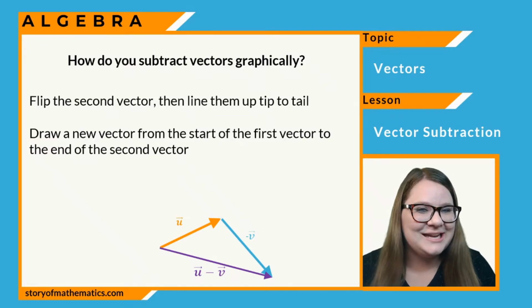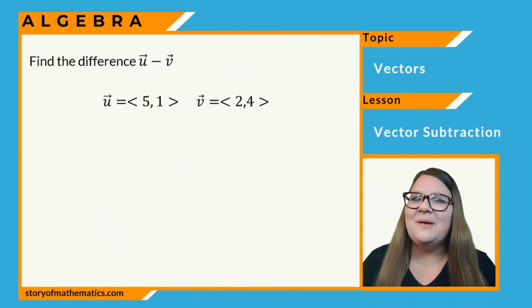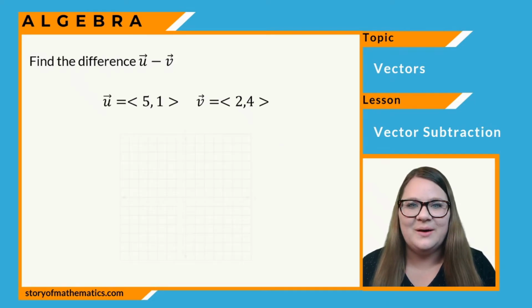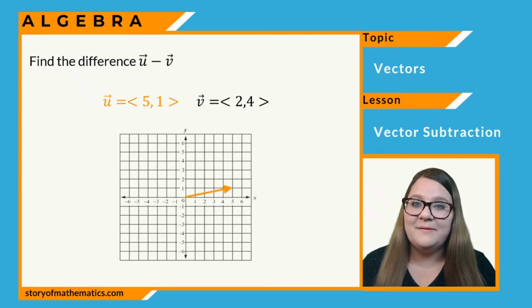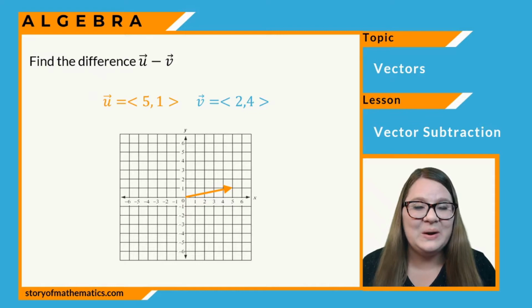Let's take a look at this in an example. So if I want to find the difference u minus v, where u equals 5, 1 and v equals 2, 4, I'm going to start by graphing u, which is 5, 1, by counting right 5 and up 1. Then I can plot v, which is 2, 4, by counting right 2 and up 4.